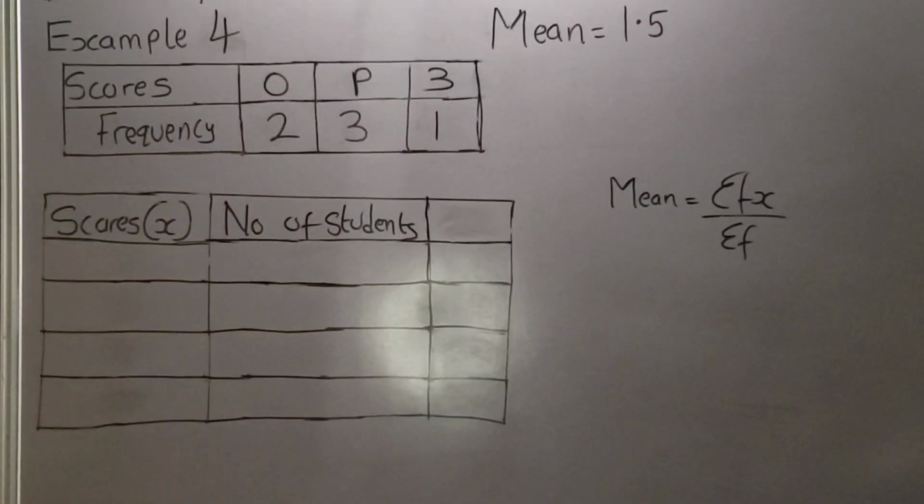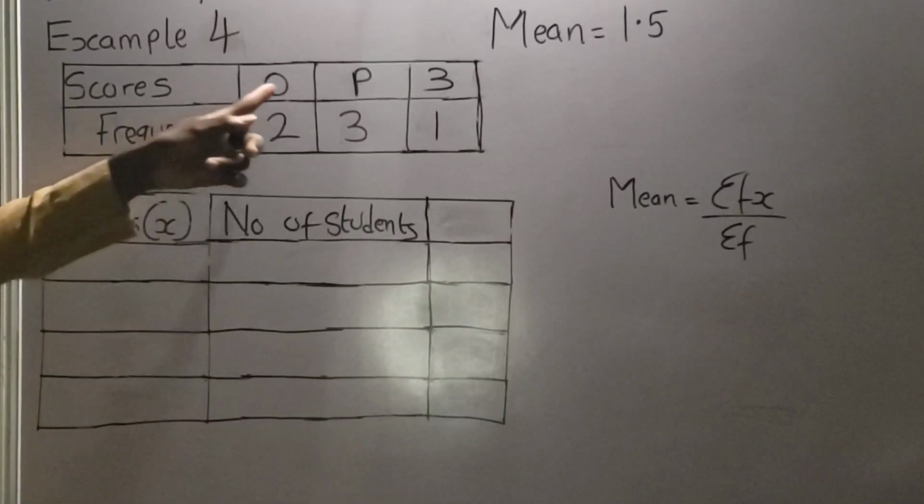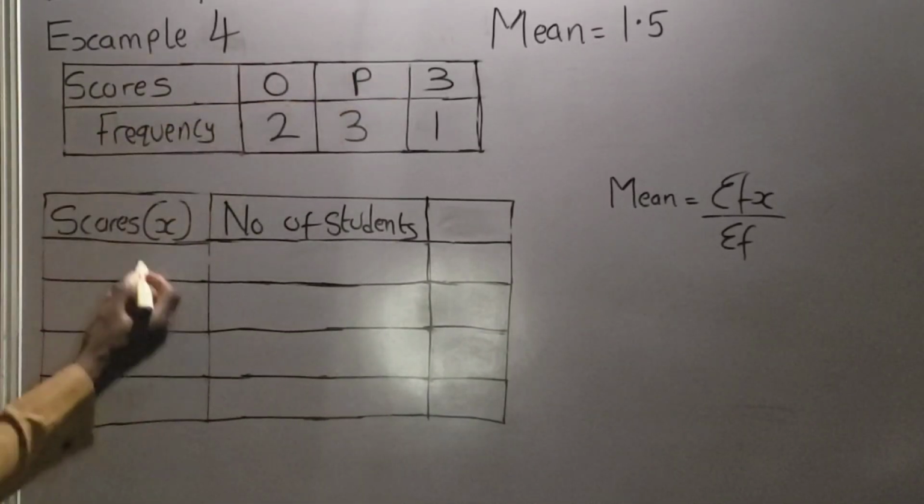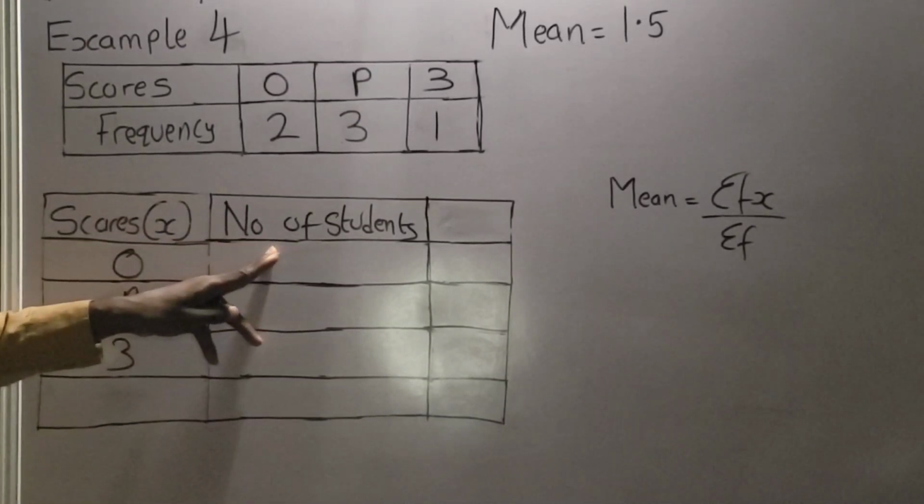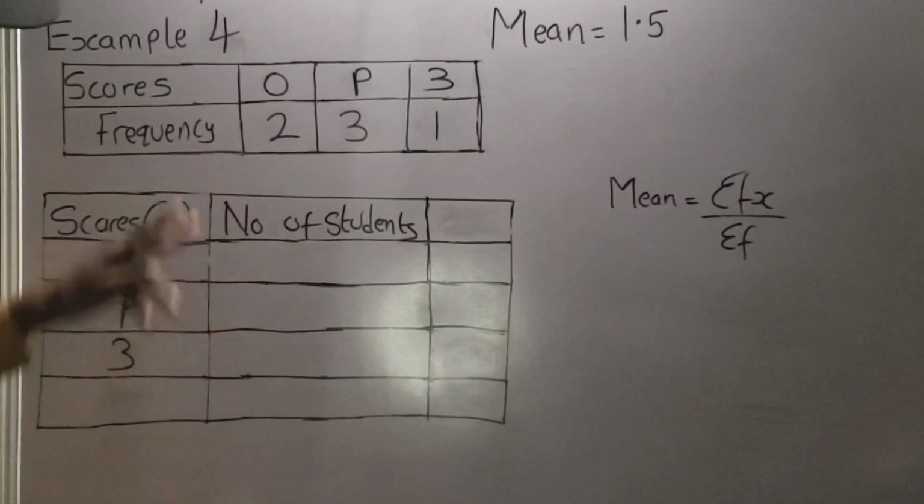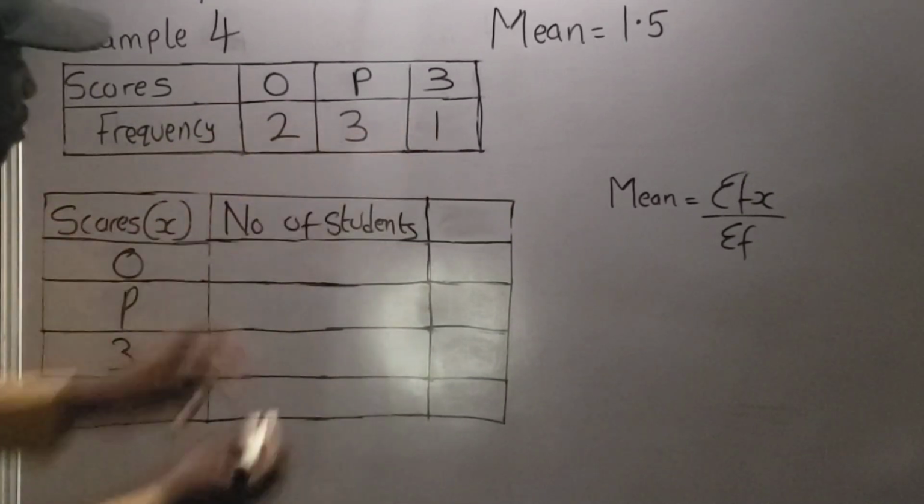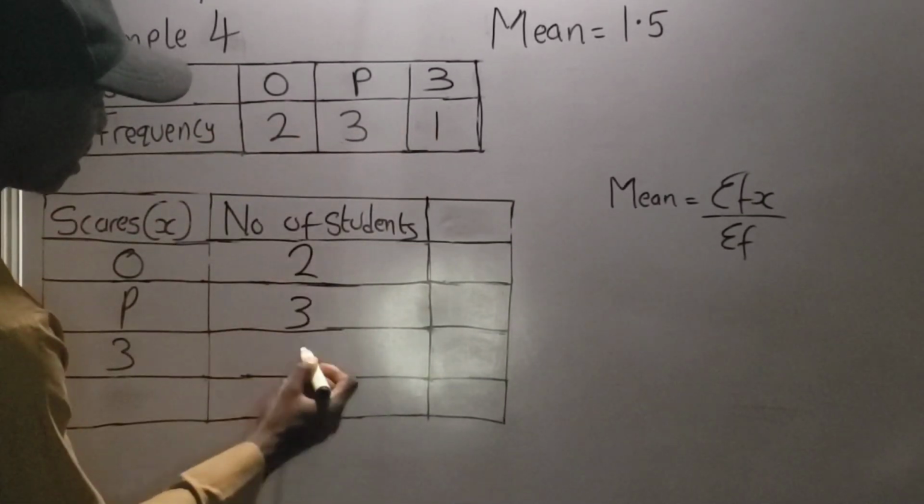So now let us construct our table. The first is scores, and the scores are 0, p, and 3. And the number of students, which is the frequency, is 2, 3, and 1.